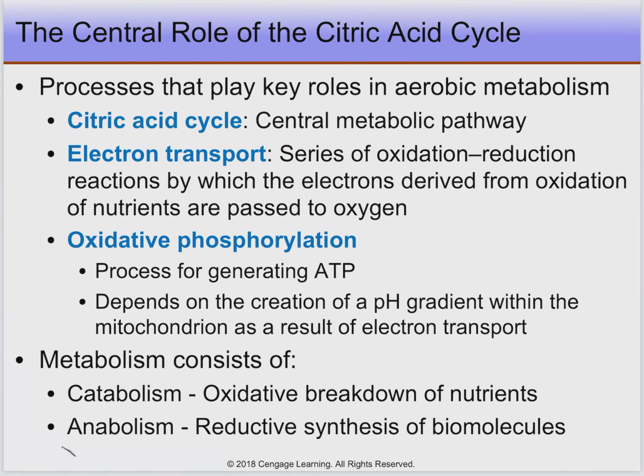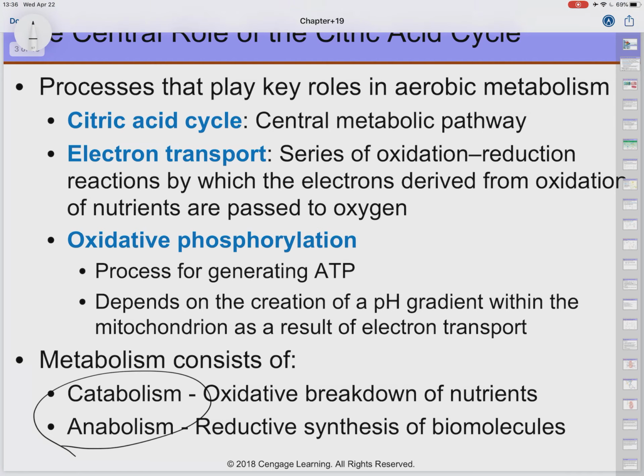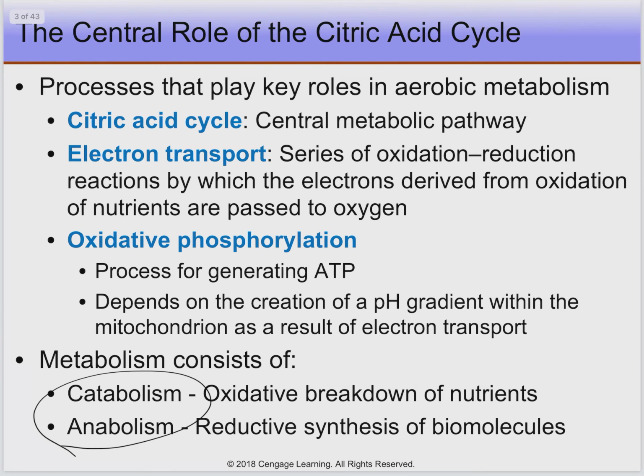Okay, so some terms here. Citric acid cycle. This is the main metabolic pathway. And remember, metabolism has a couple of points. It's got catabolism and anabolism, right? Catabolism is breakdown, anabolism is synthesis, or building up of the biomolecules, body's structures. And so the citric acid cycle plays a role in not just the breakdown, but also as a starting point for many of these anabolic pathways, for the protein or amino acid building, and for lipid building.